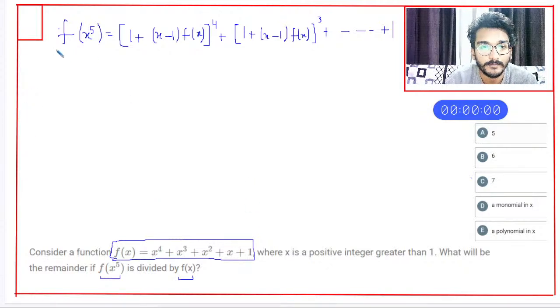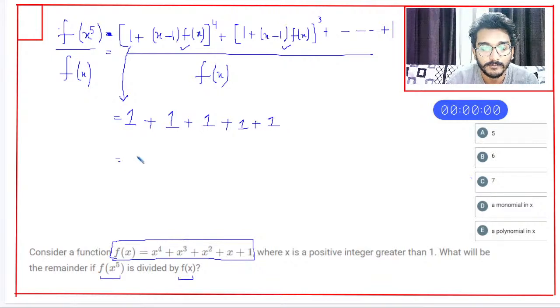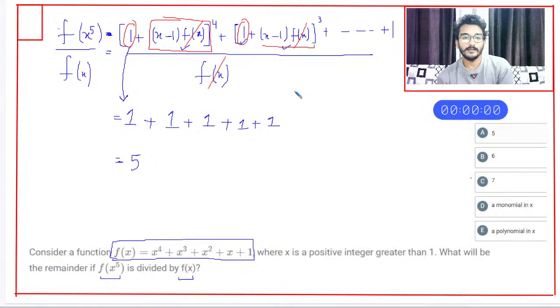I have to divide this complete thing by f(x), according to the question. So when I divide the complete thing by f(x), I can clearly see that f(x) will divide this term. The 1 is the remainder which will be there from each of the brackets. Let me highlight it, this one. Everything will get cancelled out. This factor f(x) will cancel f(x), and again this factor will be cancelled out. So 1 is the remainder from each bracket. There are 5 brackets. The answer is 5.